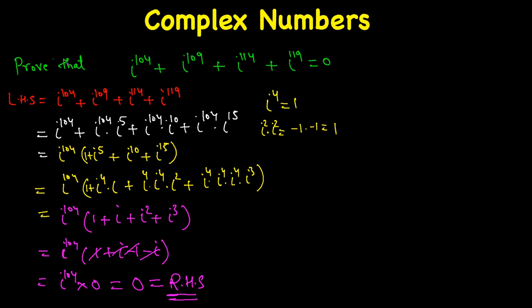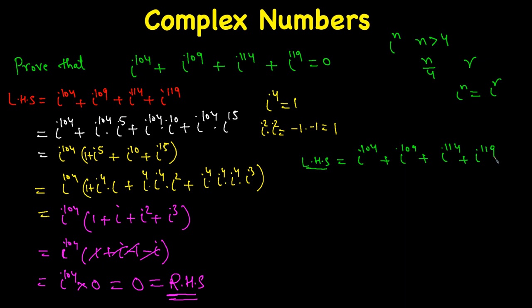Let's do it that way. I'm going to use the property which says: if we have iota raised to power n and n is greater than 4, then if we divide n by 4 and get remainder r, iota raised to power n is equal to iota raised to power r. Let's use that method too. So let's write the left hand side, which is iota raised to power 104 plus iota raised to power 109, iota raised to power 114, and iota raised to power 119.